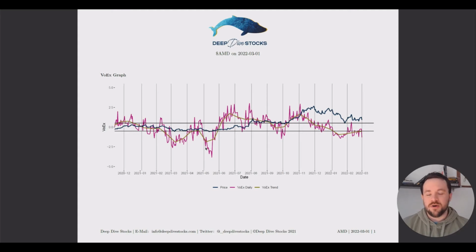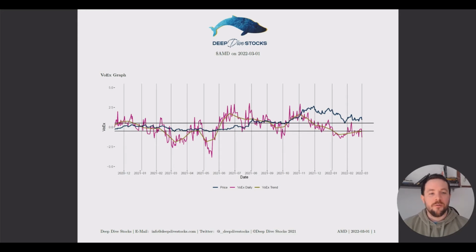The main takeaways are when VoEx is below the bottom horizontal line or the propagation line, it's unstable. When VoEx is above this top horizontal line or the inhibition line, things are unstable. For more information, I have tons of material on my website. Some would argue too much material, but I like writing.